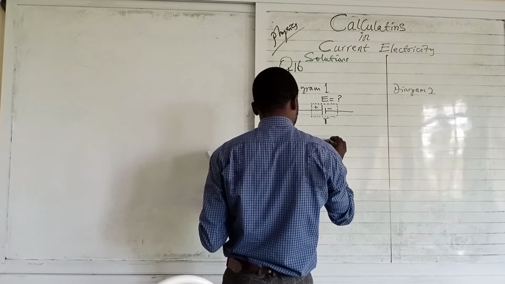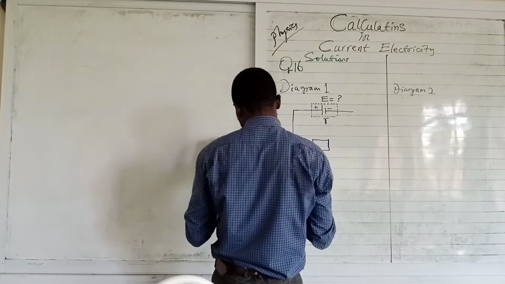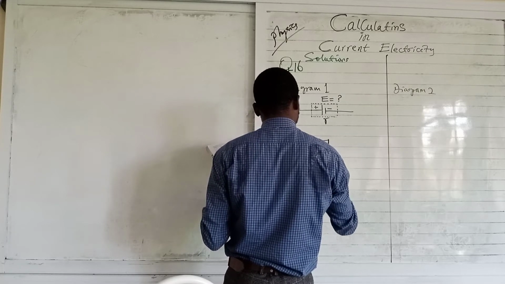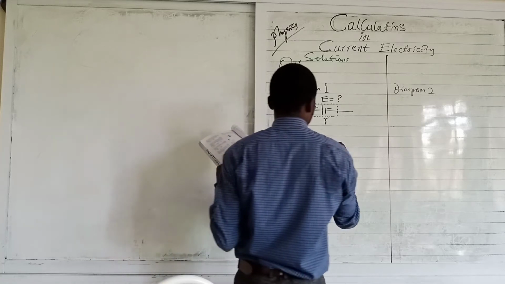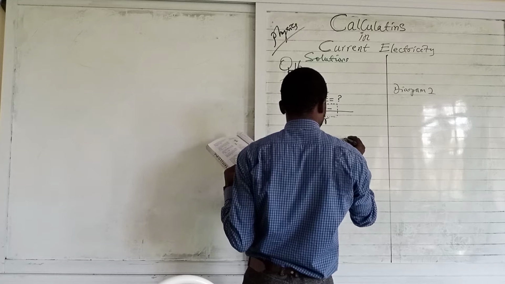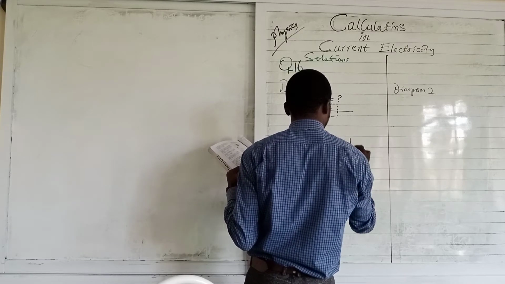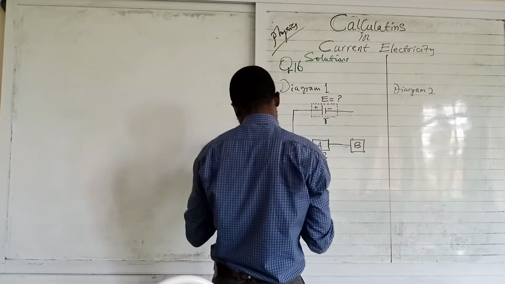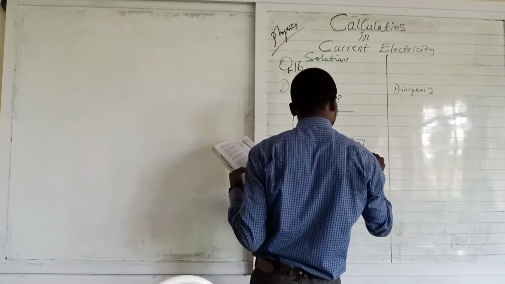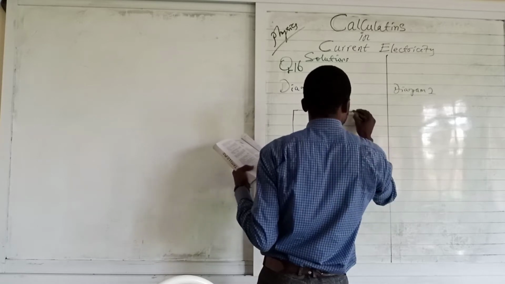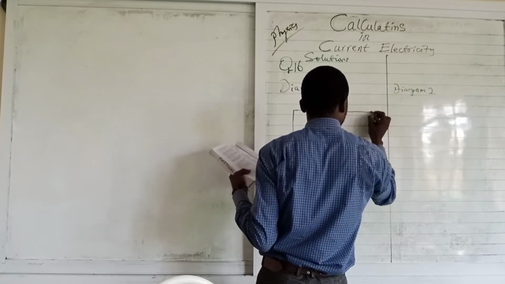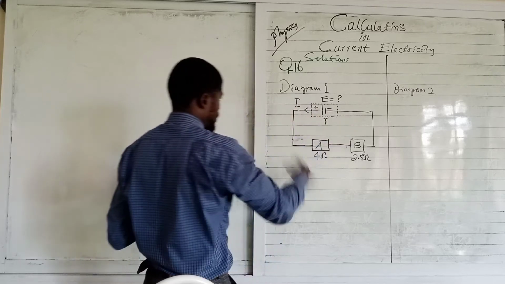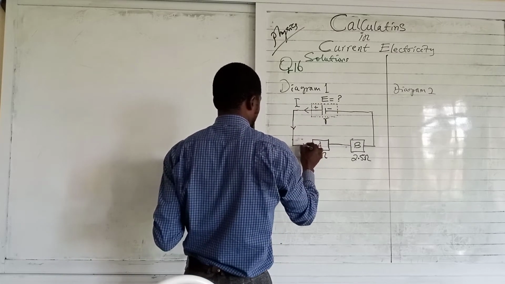Resistor A with resistance 4 ohm. Good. And in series with another resistor B with resistance 2.5 ohm. Good. For this arrangement, the current will flow in this direction. This is the current we set. It will flow this way, this way, this way.